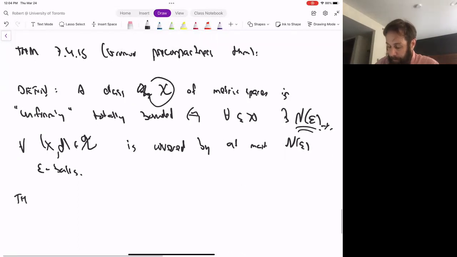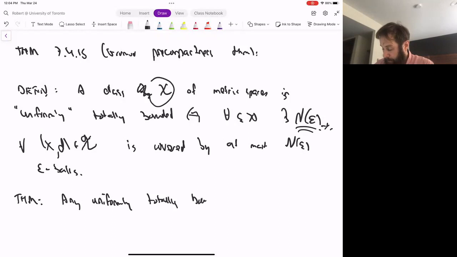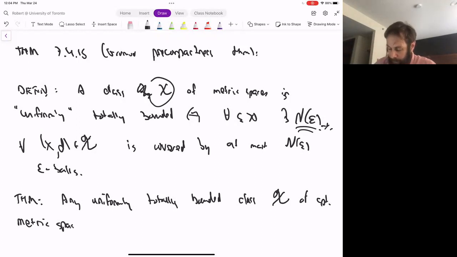Great, and so then the theorem is that if you have such a class of metric spaces, of compact metric spaces, it is precompact in the sense that any sequence has a Gromov-Hausdorff convergent subsequence.